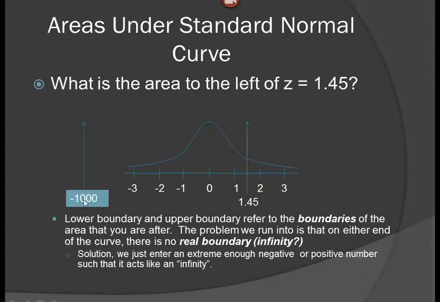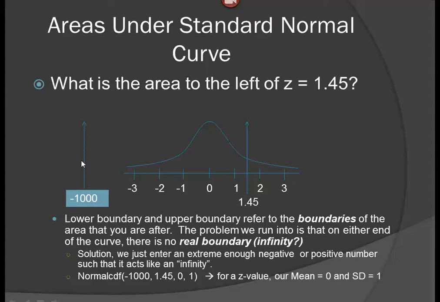Some of your calculators may already enter negative 1 E99, which also acts as kind of a negative infinity. It's a negative 1 with 99 zeros after it. But we don't even have to get that extreme. So here's what we put into our calculators. Normal CDF, negative 1,000. As you're entering the negative, make sure you use the negative that's below the 3 on your calculator, not the subtraction symbol.